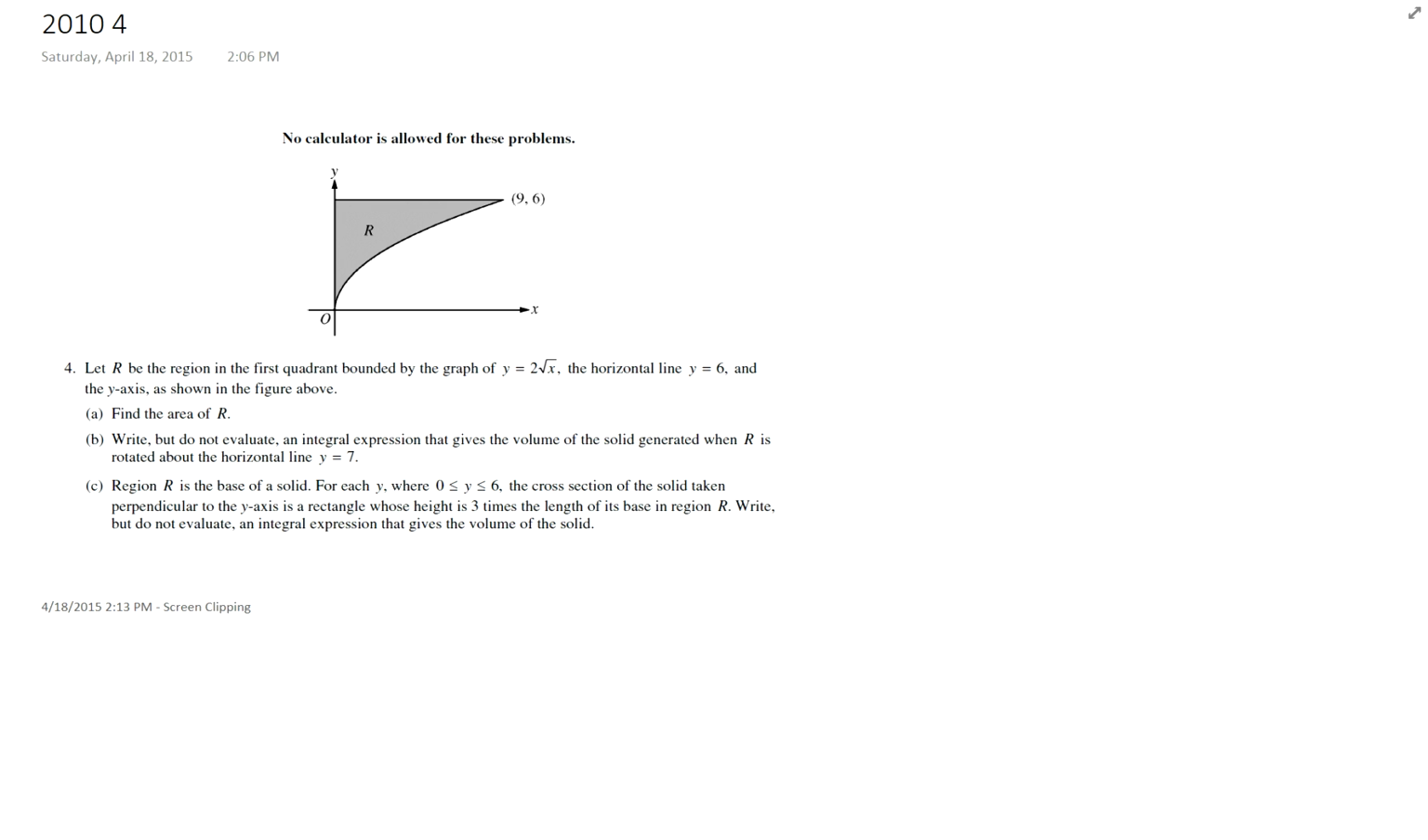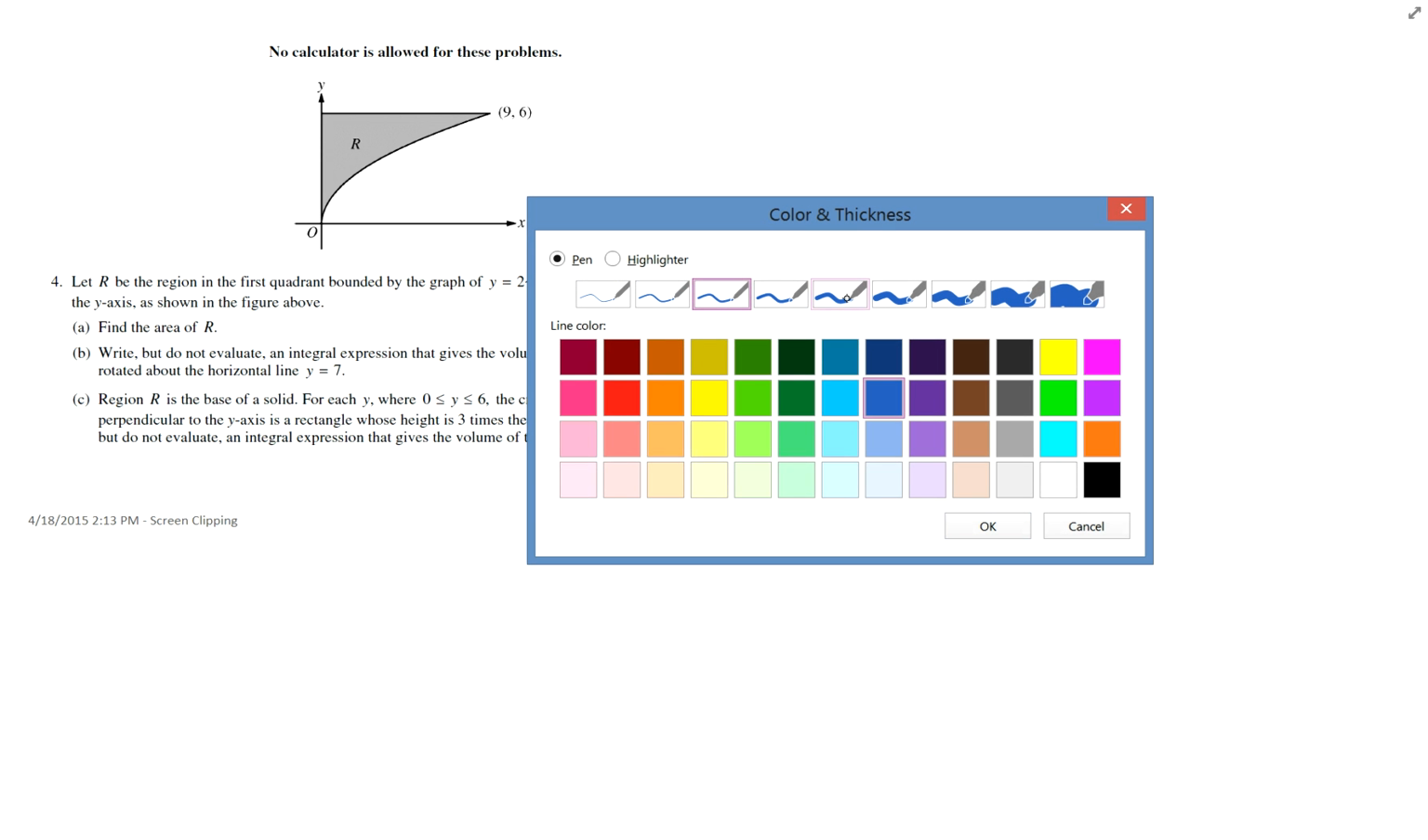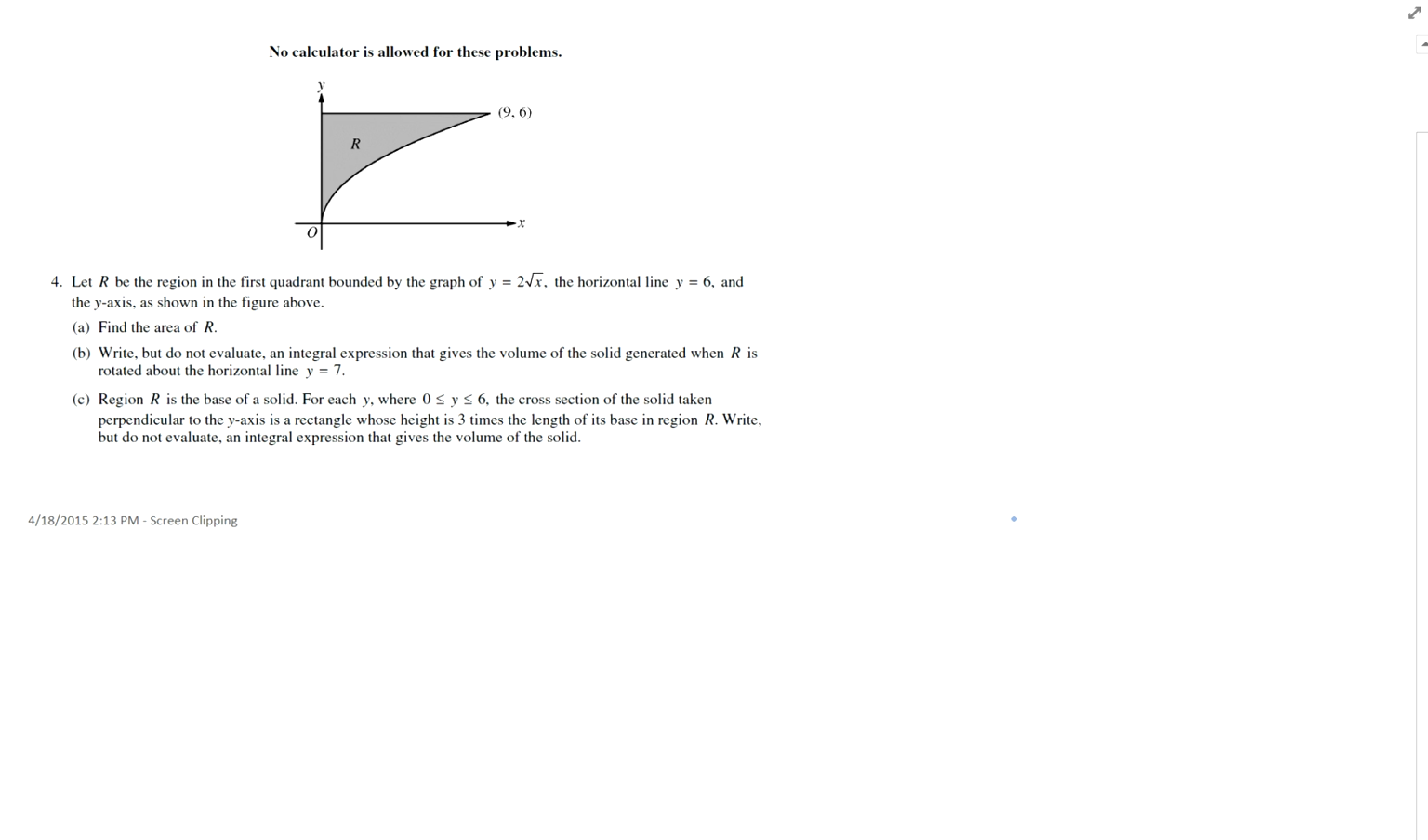Alright, here we go. 2010, number 4. Let's get us going here. Alright, straightforward question. Hopefully you see something like this and you go, alright, free points. 9 free points, hopefully. Well, not free, but you know what I mean. Okay.